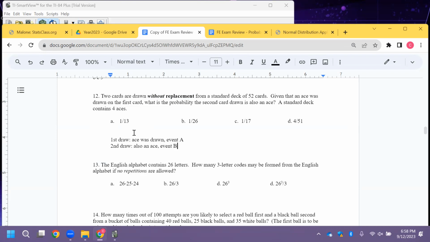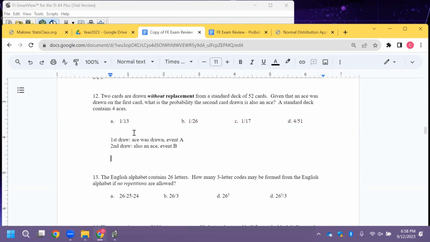If you're looking at the formula sheet for stats and probability, they're going to ask things like, what is the probability of B given A? That's how we write that. What's the probability that I get an ace on the second draw? That's event B, an ace on the second draw. The vertical line means given that an ace was drawn on the first draw.